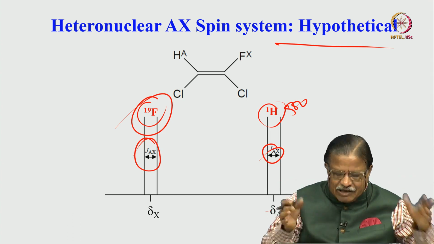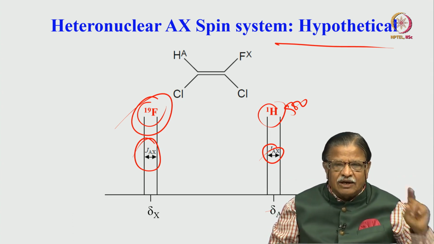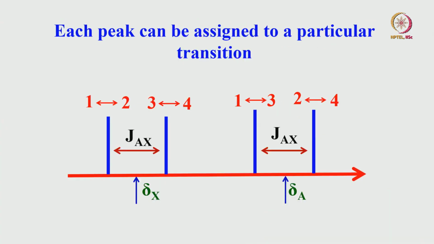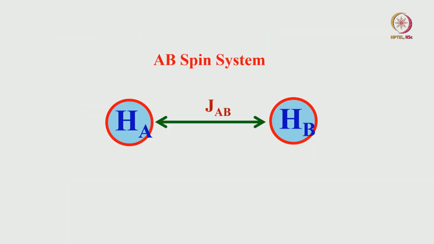This is a typical example of a hypothetical AX case for heteronuclear two coupled spins, and each peak can be assigned to a particular transition. For example, as we have been discussing earlier, the 1, 2 and 3, 4 transitions correspond, depending upon the selection rule. We can find out the 4 eigenstates we got, and we can find out the frequency of transitions. 1 to 2 and 3 to 4 correspond to, for example, the X transition, and 1, 3 and 2, 4 correspond to the A transition. Easily we can assign that.